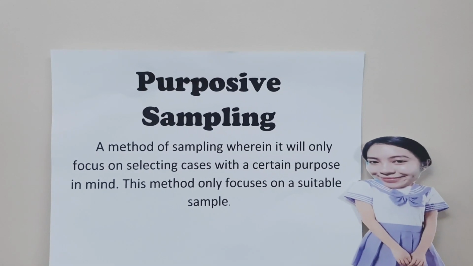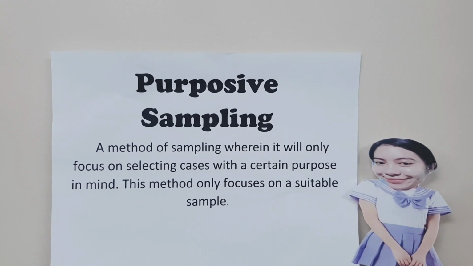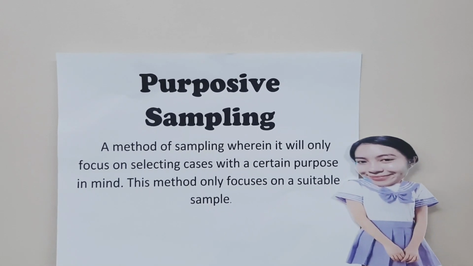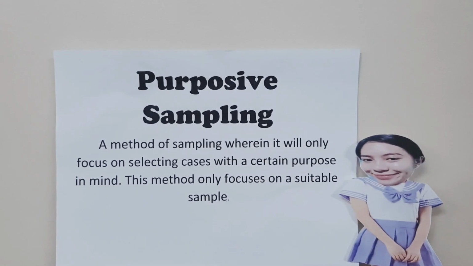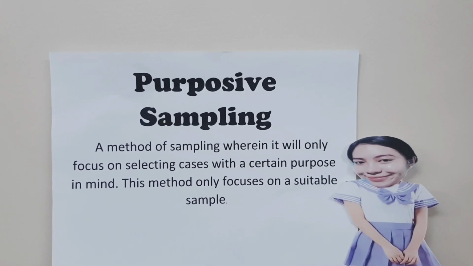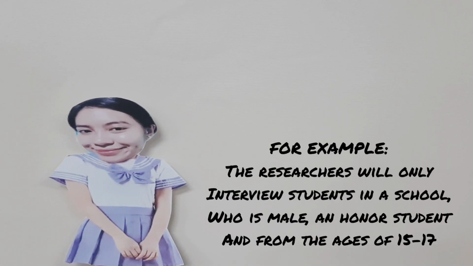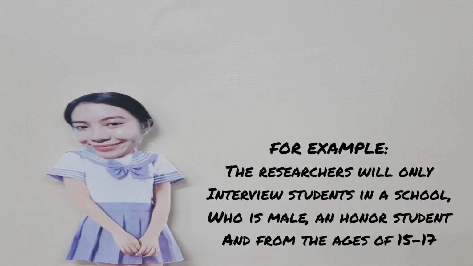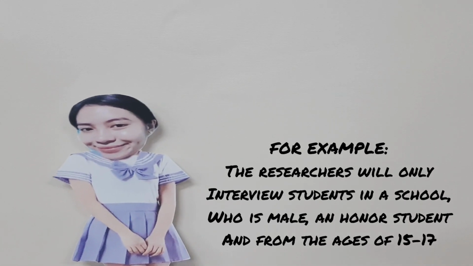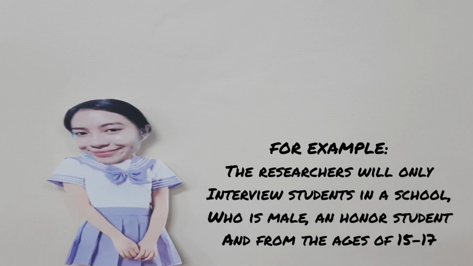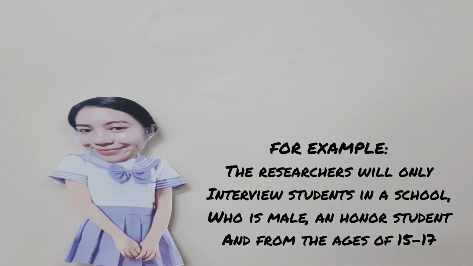Purposive sampling, a method of sampling wherein it will only focus on selecting cases with a certain purpose in mind. This method only focuses on a suitable sample. For example, the researchers will only interview a student in a school who is male, an honor student, and from the ages of 15 to 17.